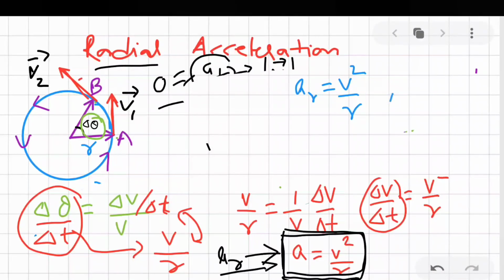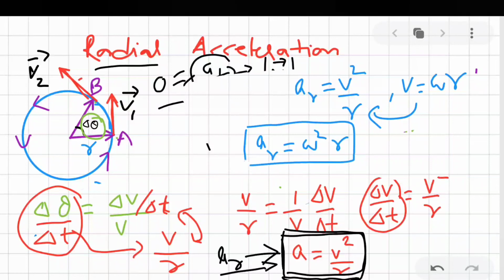Now we also know that V is equal to omega R. If you substitute this value over here, we get radial acceleration is equal to omega square R. So these are the two expressions for radial acceleration, either a equal to V square by R, or in terms of angular velocity, omega square R. So this is one way of studying the derivation for radial acceleration. There is one more way, for which I will make one more video.